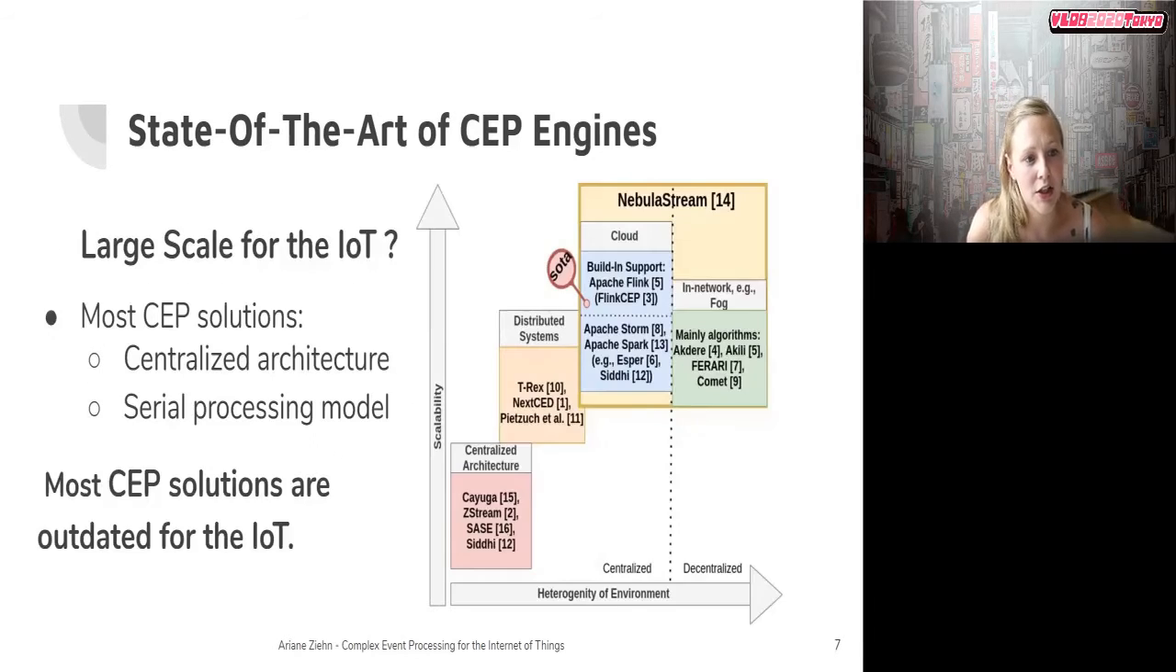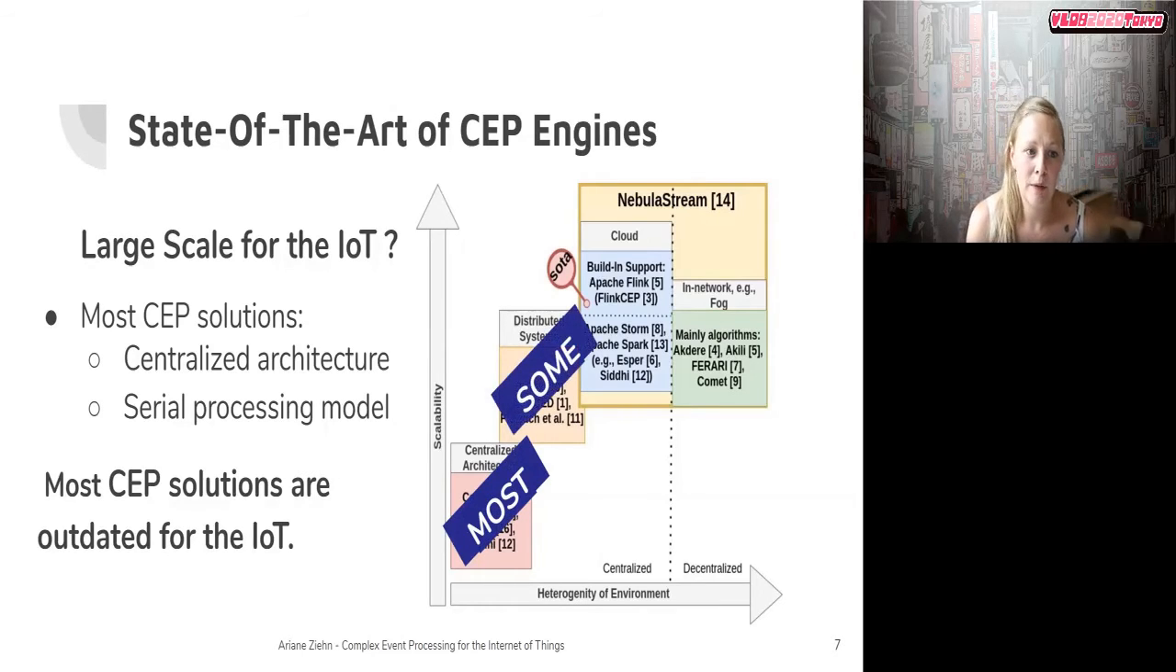What we wanted to look into is large scale. So what have we learned about large scale, which we can use for the IoT? Unfortunately, we had to learn that most of the CEP solutions are based on centralized architectures and use serial processing models. That is the bottom part of my diagram, and these solutions are totally outdated for the IoT. If we look a bit further at what has been done for distributed systems, there are still some CEP solutions that have looked into this topic. But for these solutions, optimizations for the cloud are often missing.